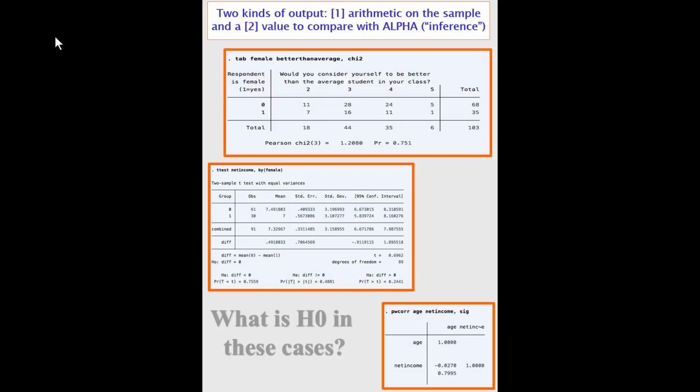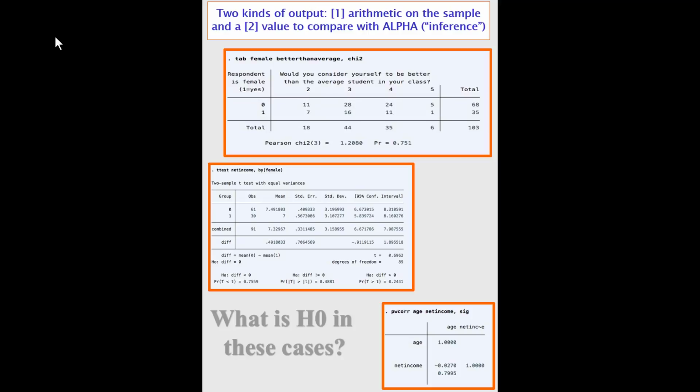Well, what would that be here? Here we see males and females cross that with, would you consider yourself to be better than the average student in your class? Well, you see here that we have 68 boys and 35 girls in this example. Now, there are different kinds of H0s you could think about, but as soon as you figure out what it is, it is relatively obvious here. We're looking for an equality.